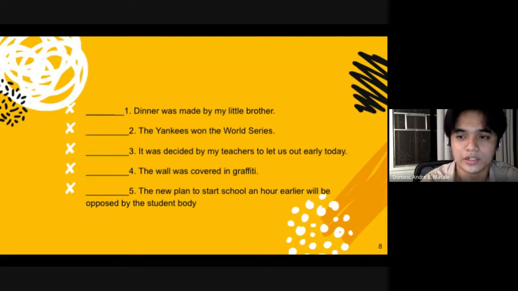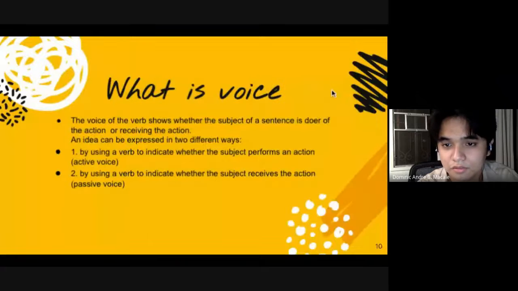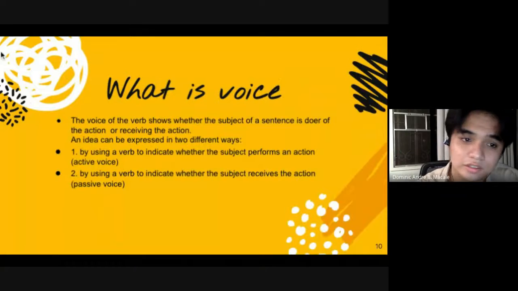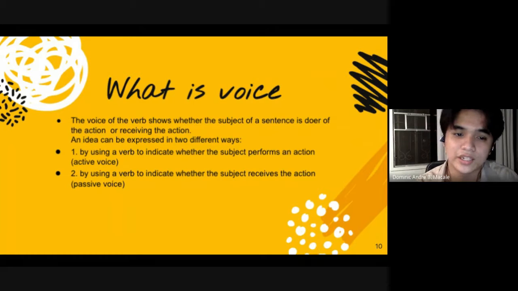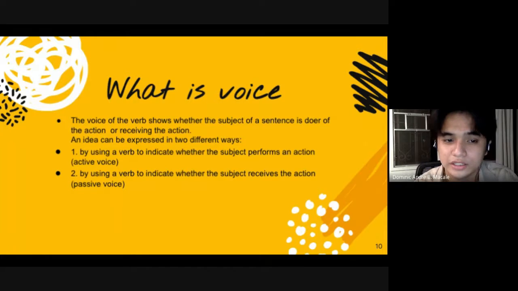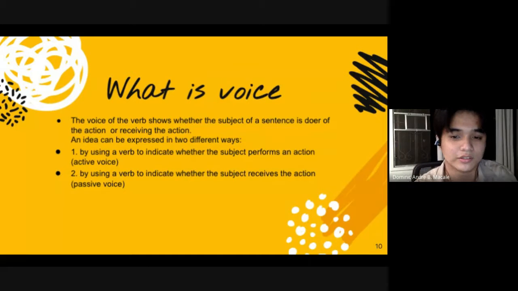So now that you're somehow familiar with how they work, I will now explain what is active and passive voice. So what is voice? In grammar, the voice of the verb shows whether the subject of a sentence is the doer of the action or receiving the action. An idea can be expressed in two different ways. First, by using a verb to indicate whether the subject performs an action, active voice, and second, by using a verb to indicate whether the subject receives the action, passive voice.